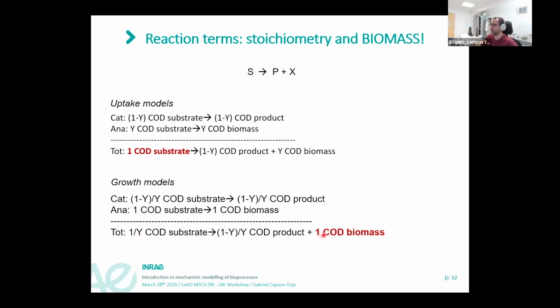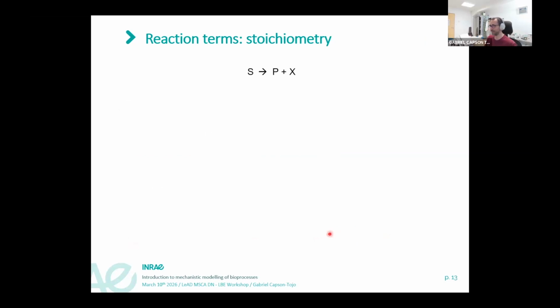I would like to say that we agree on which models we use most of the time. We don't. Some people like uptake models. Some people like growth models. It really depends on what you want to do. The important thing to understand is that it's exactly the same thing. You just are taking different bases of calculus. In one case, 1 gram of substrate gives certain products, so 1 minus Y product and Y biomass. In another case, you divide everything by Y, so you can get 1 gram COD biomass as basis of calculus. Hope this is somehow clear, because that's how this is going to look like now.